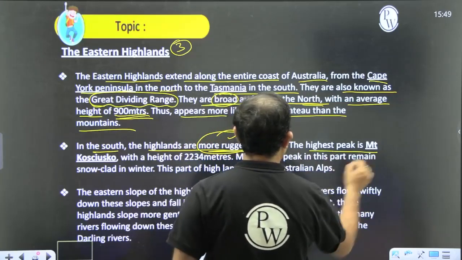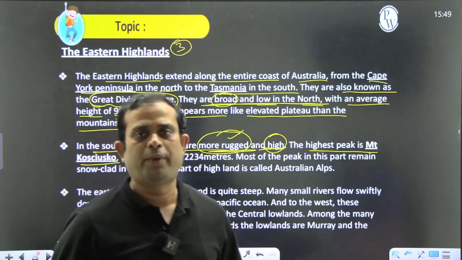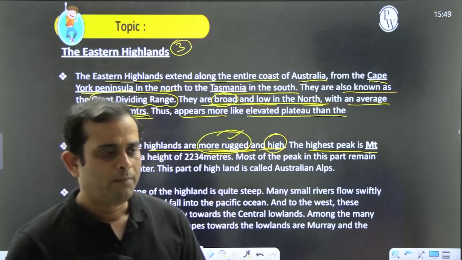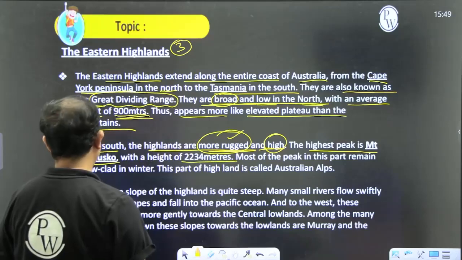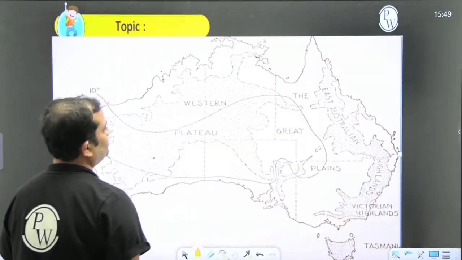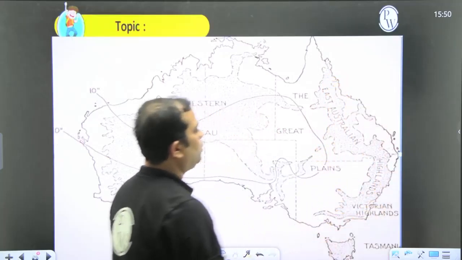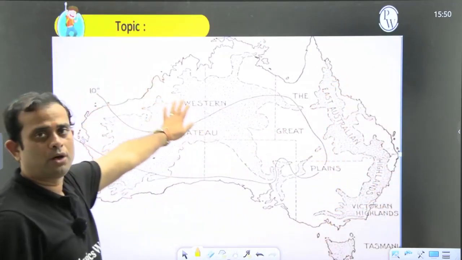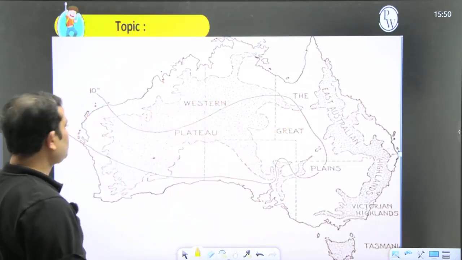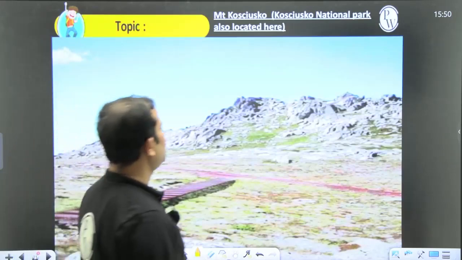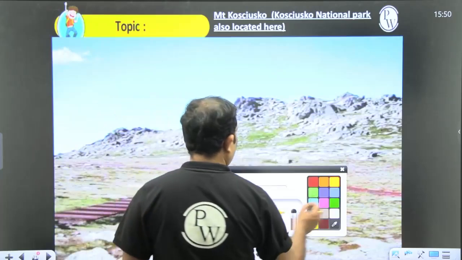The highest peak is Mount Kosciuszko, whose height is near about 2234 meters. Just look here: Mount Kosciuszko, or you can say the eastern highland is here. This is on the cartographical map where you see here. This is Mount Kosciuszko, Australia, the highest peak.